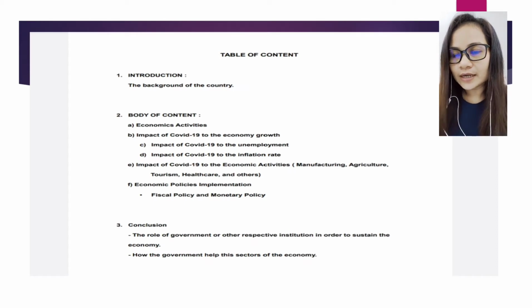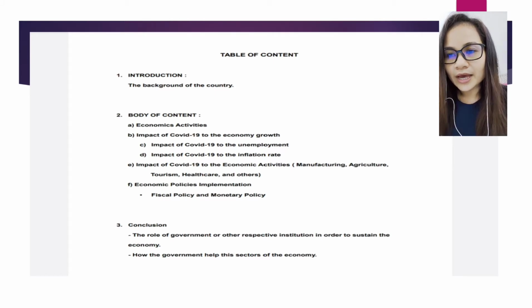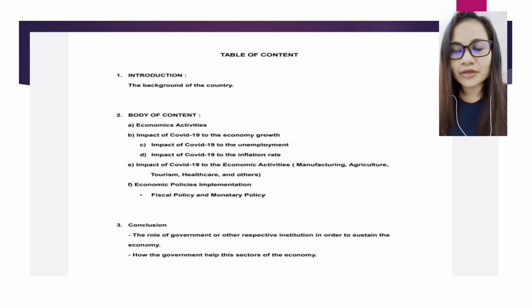Table of content. Number 1, introduction, the background of the country. Number 2, body of content, economic activities, impact of COVID-19 to the economic growth, impact of COVID-19 to the unemployment, impact of COVID-19 to the inflation rate, impact of COVID-19 to the economic activities such as manufacturing, agriculture, tourism, healthcare, and others. And then we're going to discuss about economic policies implementation, which is fiscal policy and monetary policy.